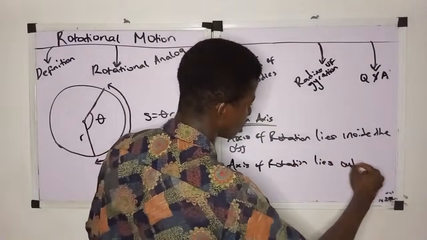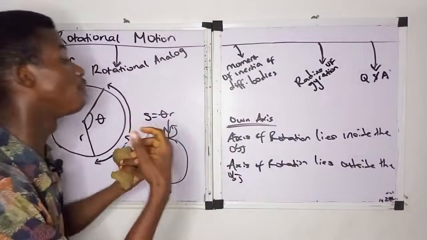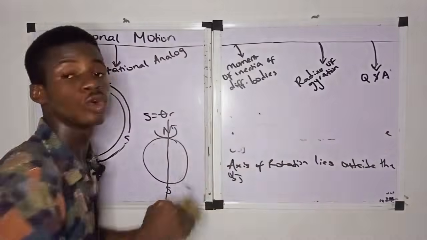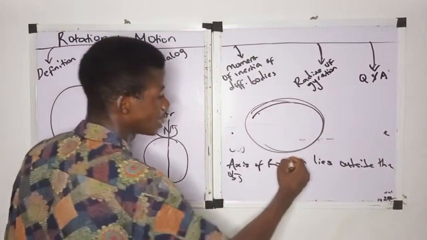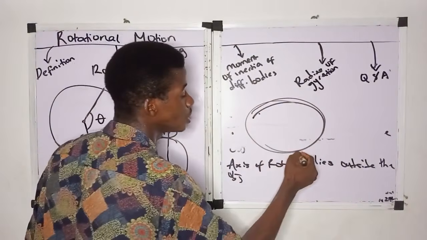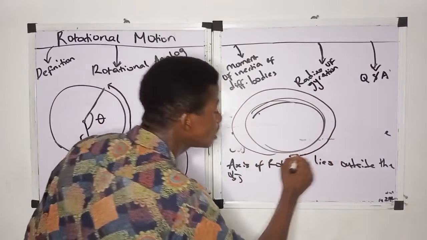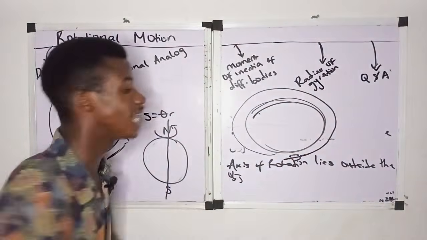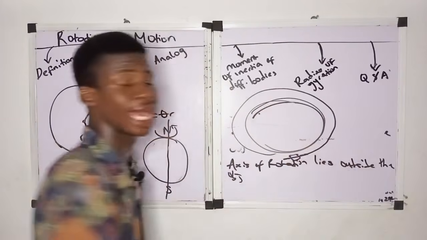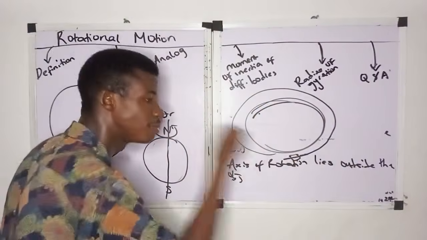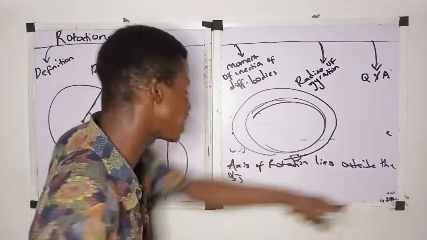lies outside the object. For example, a vehicle moving around a roundabout. Let's say this is the roundabout, and this is the vehicle. The vehicle moves around this roundabout. Is the axis of rotation inside the vehicle? No, the axis of rotation is not inside the vehicle. The axis of rotation lies outside the object. So this is an example of circular motion. In circular motion, the axis of rotation lies outside the object.